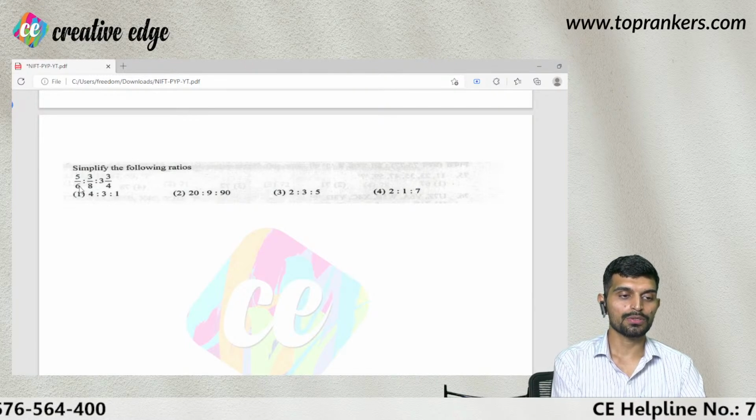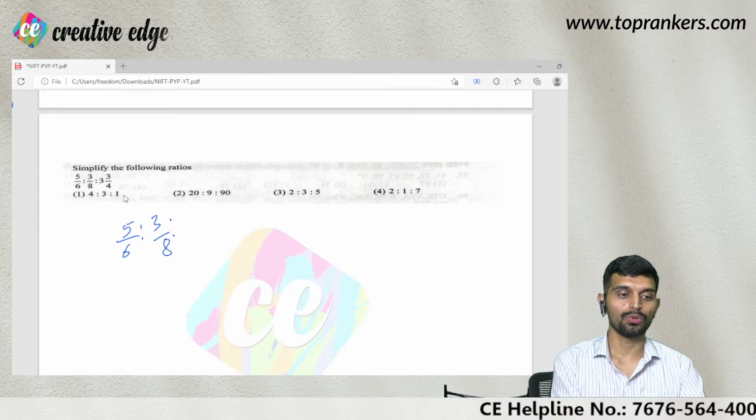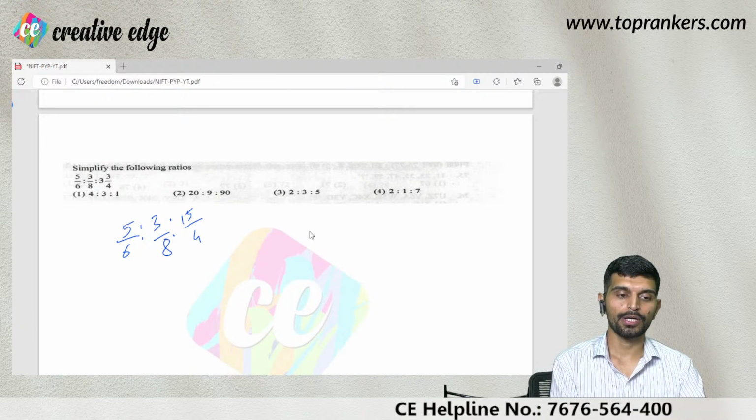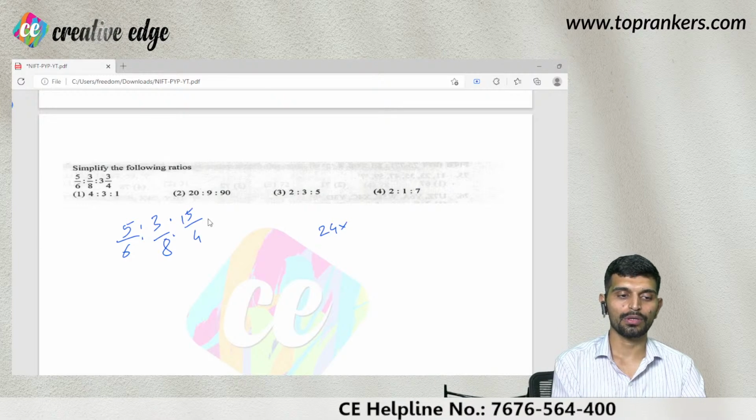Simplify these ratios: 5 by 6, 3 by 8, 3 3 by 4. First of all, simplify this mixed fraction. So 5 upon 6, ratio 3 upon 8, ratio, 4 3s are 12 plus 3, 15 upon 4. Take LCM of these three, 6, 8 and 4. LCM of these three is 24. So multiply 24 in all these numbers.